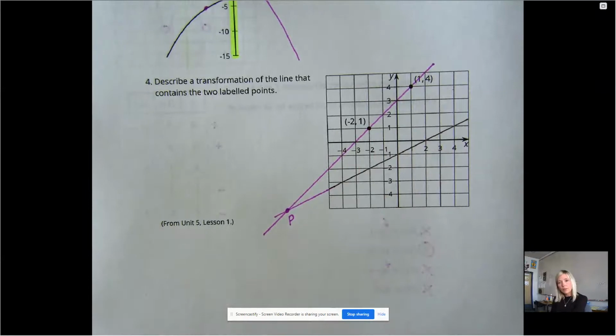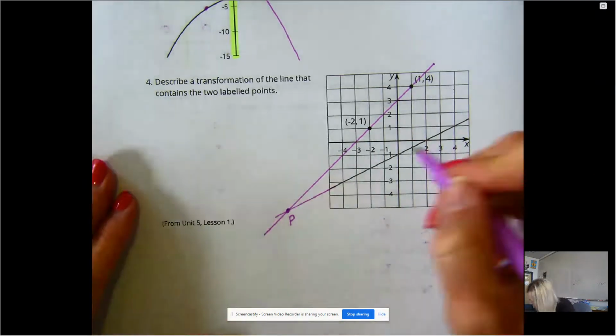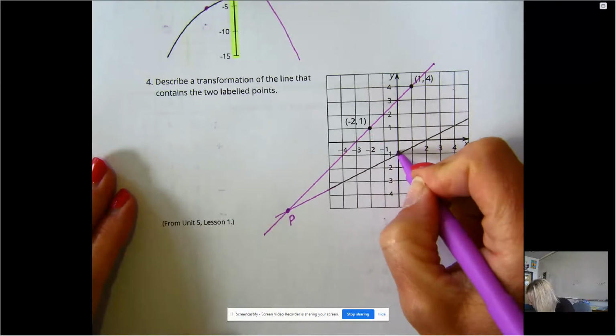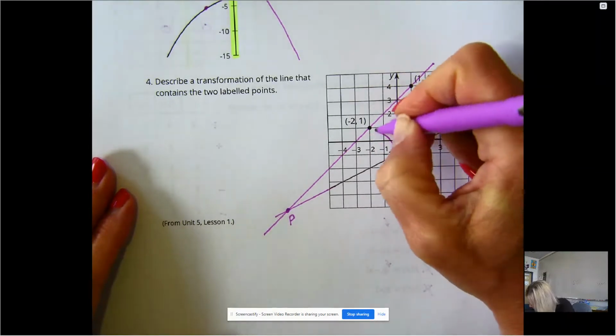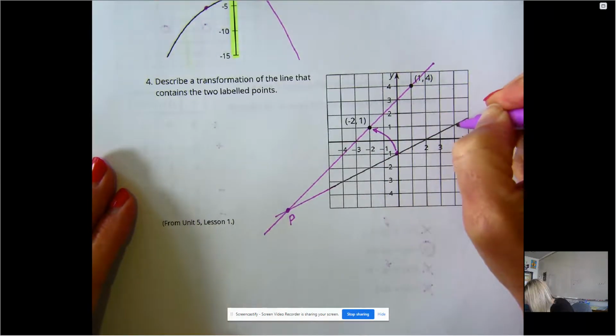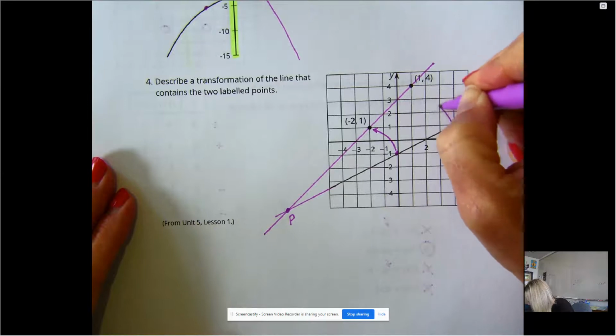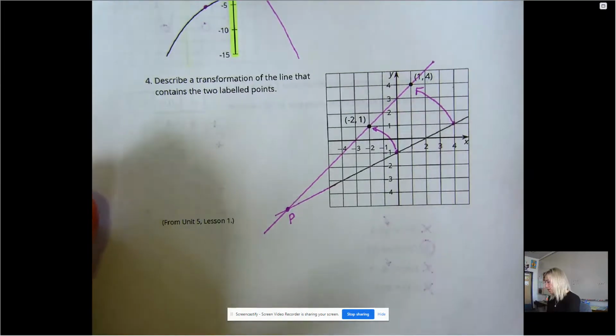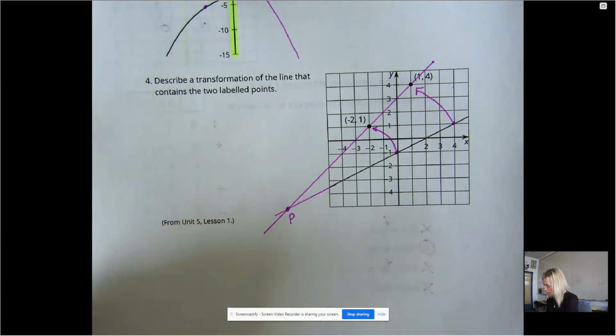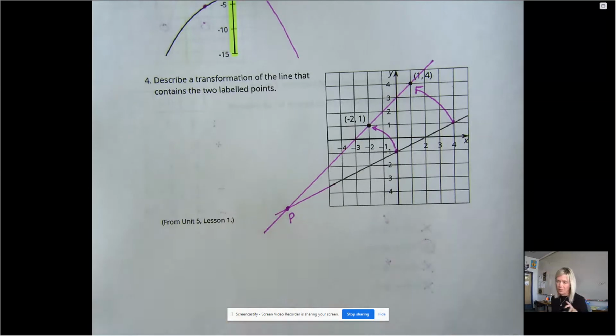The other thing that I would say is this point will map to that one after the rotation, and this to that one after the rotation. Okay, so that's kind of the best idea there, is just to rotate about that point, because there isn't a shift or a reflection that will get there.